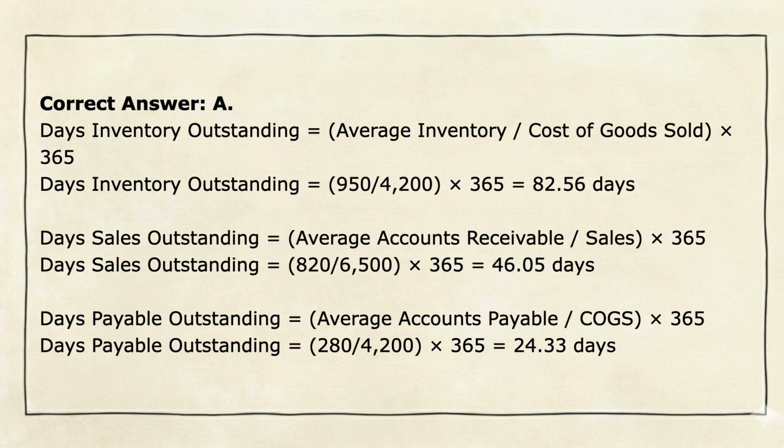Correct answer, A. Inventory management. Days inventory outstanding is 82.56 days. Accounts receivable management. Days sales outstanding is 46.05 days. Accounts payable management. Days payable outstanding is 24.33 days.